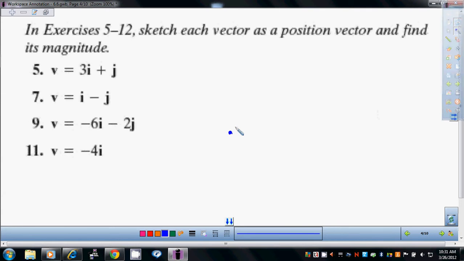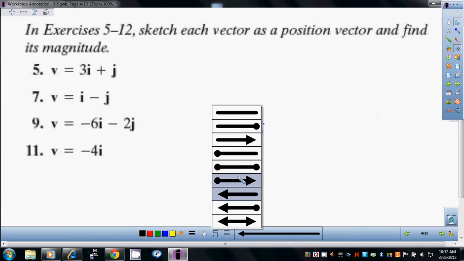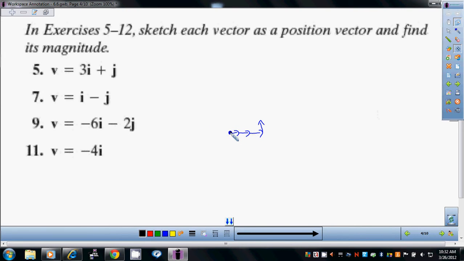Every i is a horizontal one-unit vector. Every j is a vertical unit vector. So 3i would be 1, 2, 3 units right, 1 unit up, and your vector itself, oh, I have it on the wrong end. That's wrong. Thank you for understanding. It'll always, because it's traveling right and up, they're both positive, so then that's right. So it's going to work like on the coordinate plane. Positive i is to the right, and negative i is to the left. Positive j is up, negative j is down.